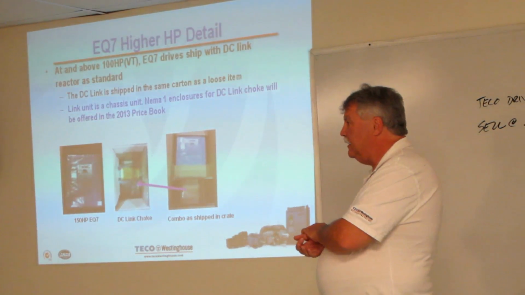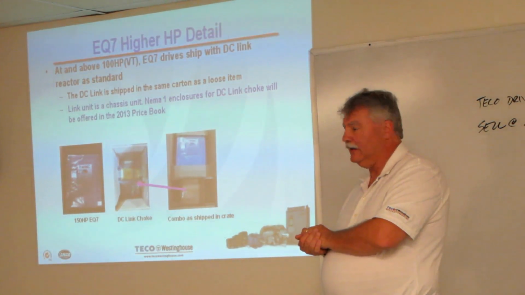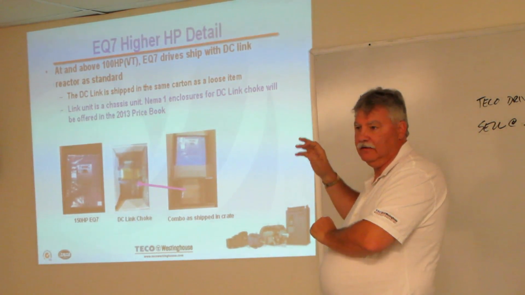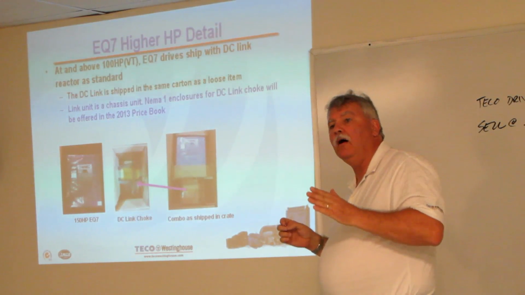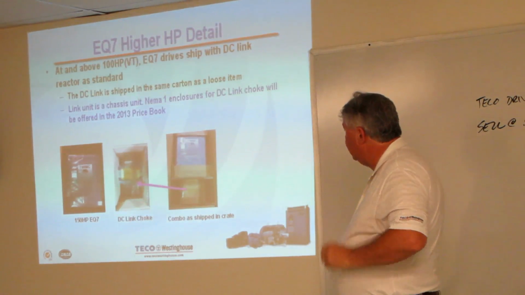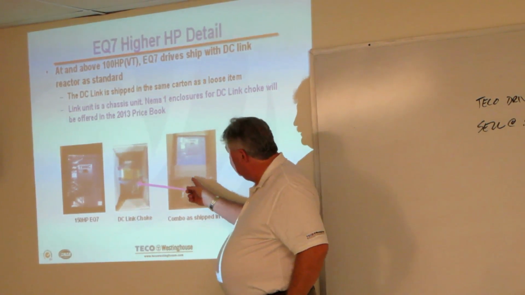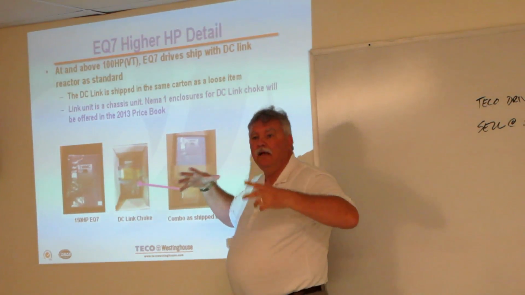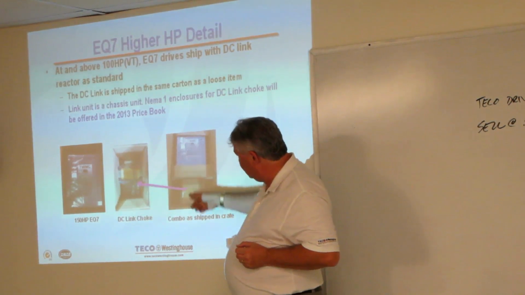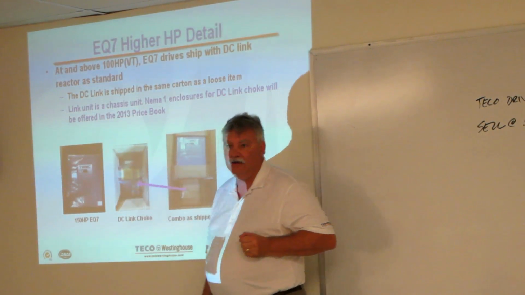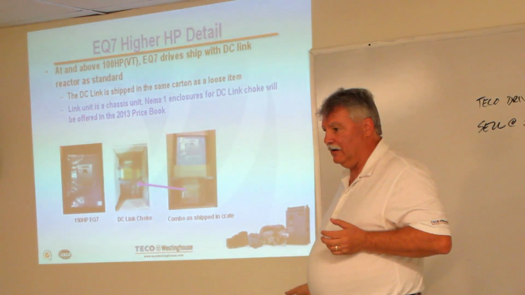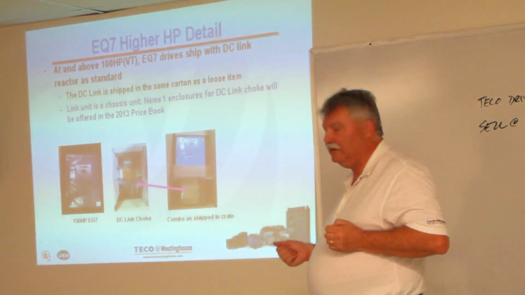One of the other things is at a certain rating, 100 horsepower and above, there's a DC link unit, and that's to help with harmonics, to help with the stabilization on the unit here. The important thing to note is we provide that at 100 horsepower and above, but it's not already installed in the drive. It's a loose unit, and this is an open carton, and that's the choke right there. So a provision has to be made for mounting that, but we do offer it, and I needed to at least give you that detail.